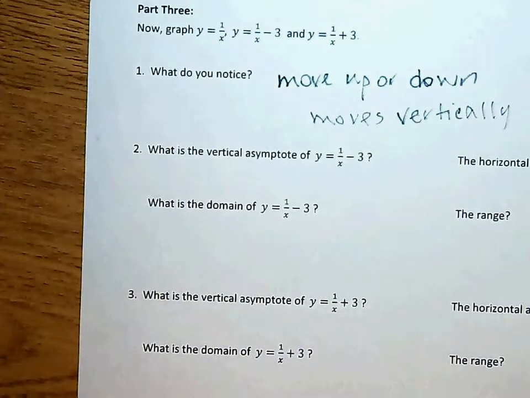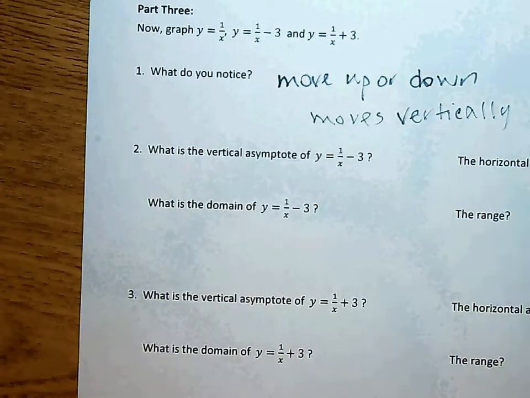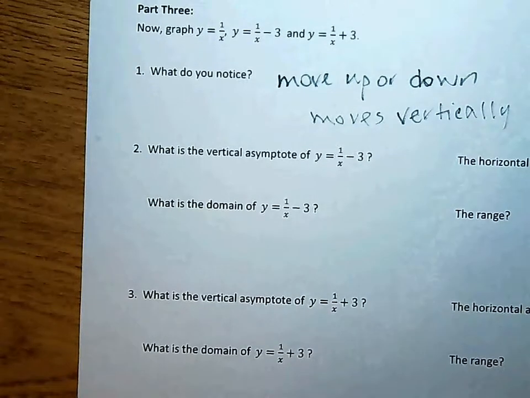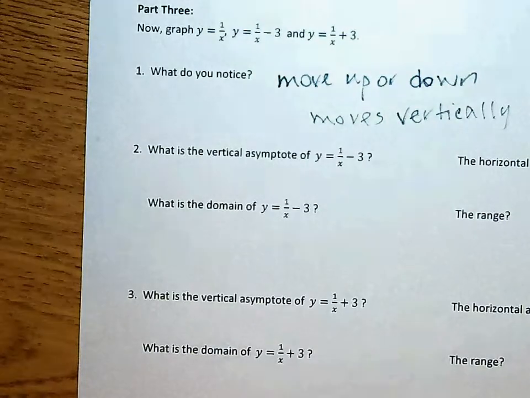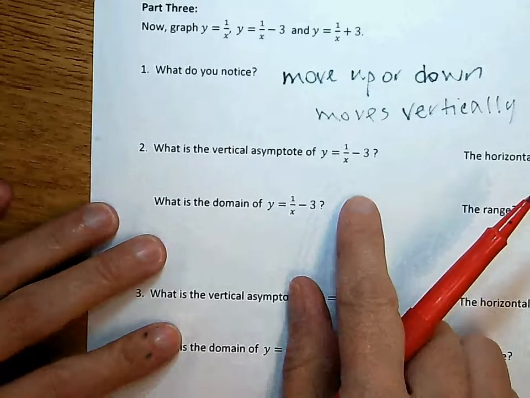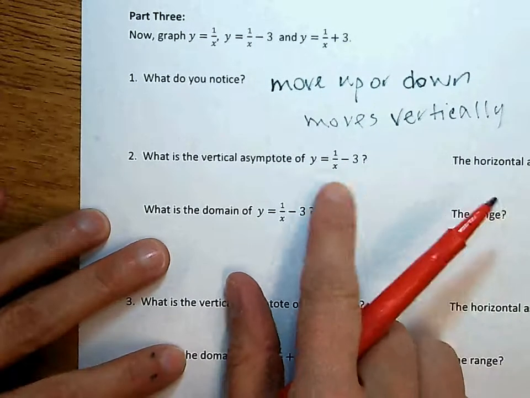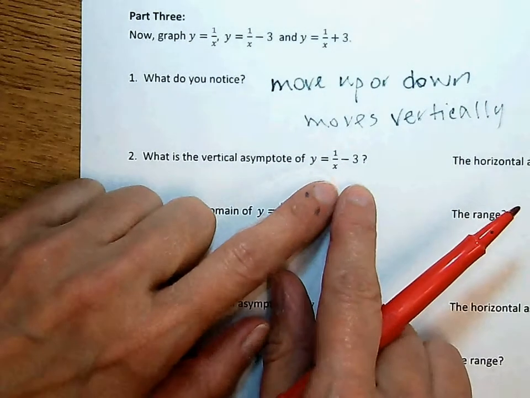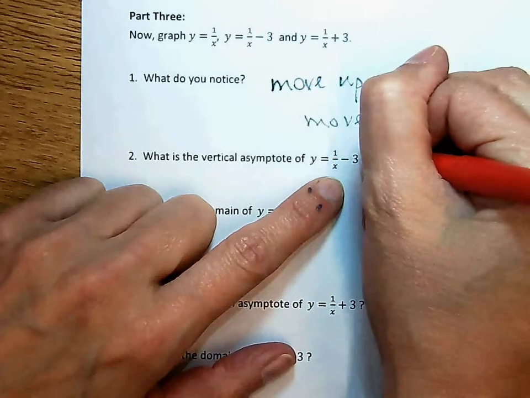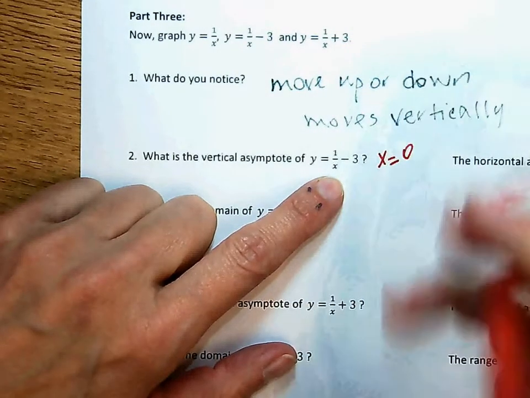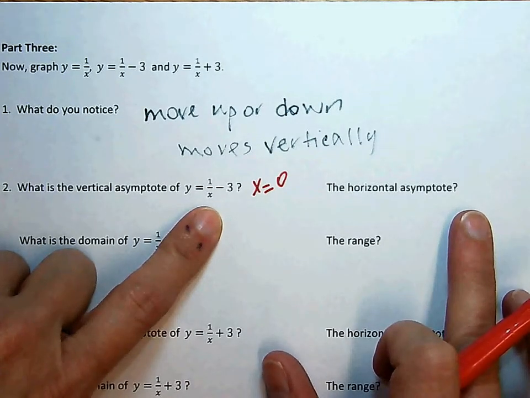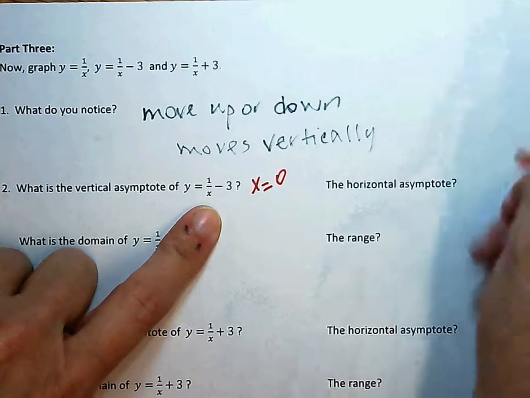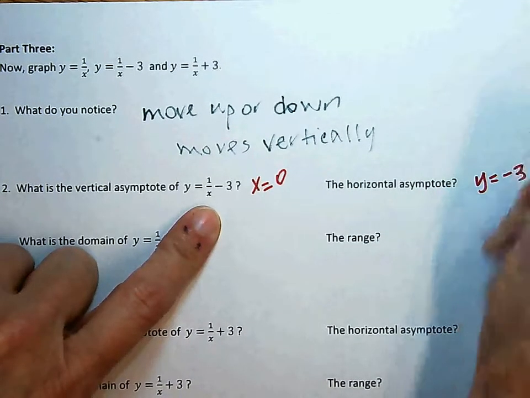It moves the graph vertically. So the vertical asymptote here, did we move it left or right at all with this one? Nope, so the vertical asymptote is the same, x equals 0. The horizontal asymptote now is what? Good. It moved the same way, so y equals -3.